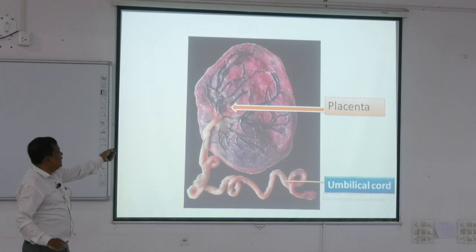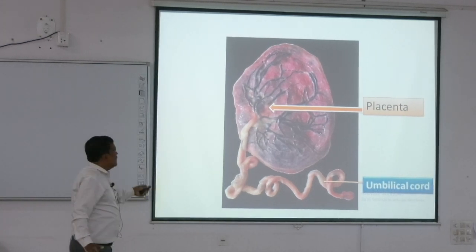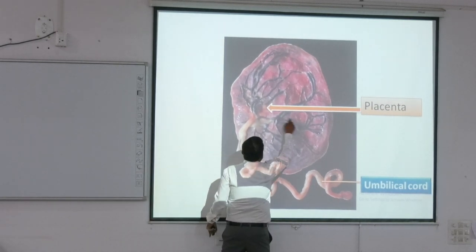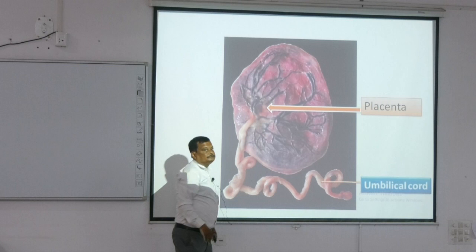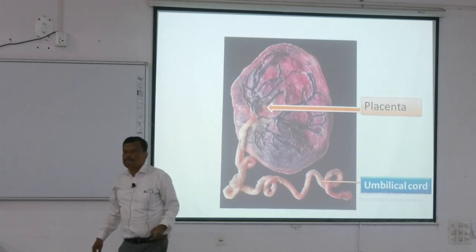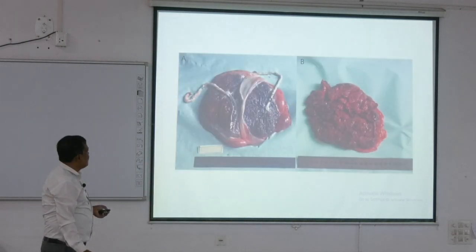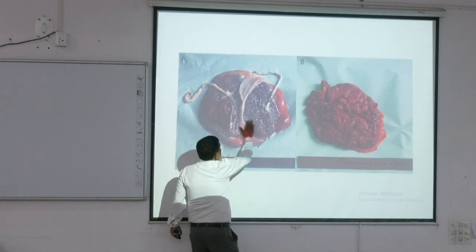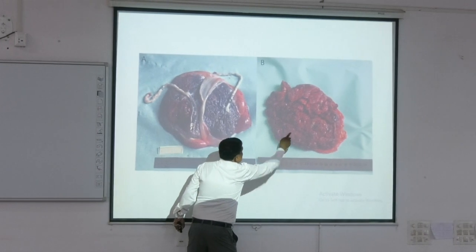On the fetal side the umbilical cord is attached, and you can see the umbilical vessels radiating from the umbilical cord. This is the fetal side, smooth and radiating, and this is the maternal side.